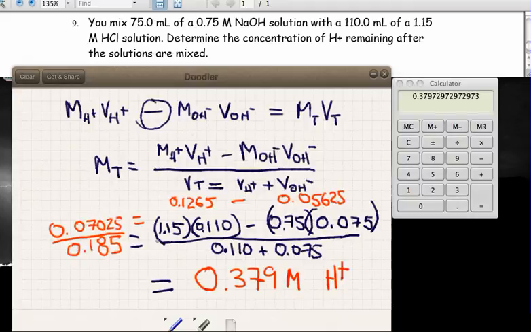Turns out that the moles of the acid is this number right here, 0.1265, and you subtract from it the moles of the hydroxide, which is 0.05625. You get a result of 0.07025 moles, and you divide that by the total volume, which winds up being 0.185 liters, and your final solution is this one down here, that the concentration of your H+ is 0.379 molar. That is how this problem is done.